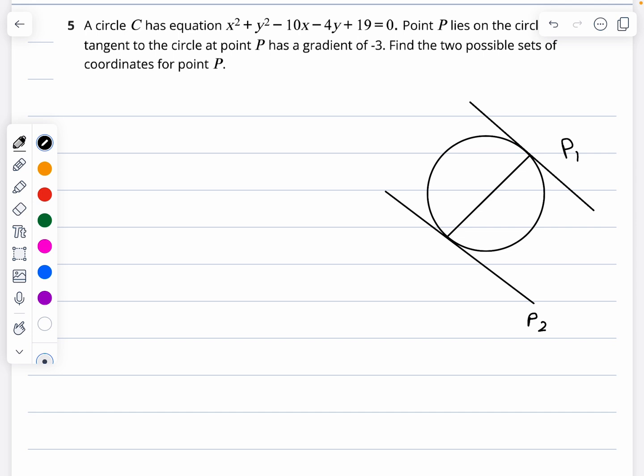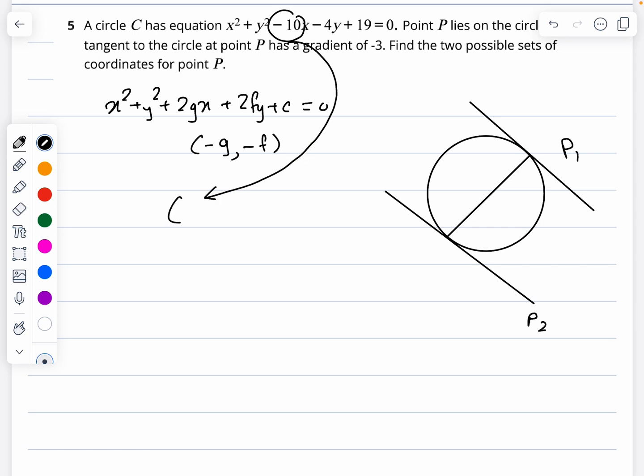Now first of all, what am I going to find? I am going to find the center of the circle. How do I find the center of the circle? Just now we learned x square plus y square plus 2gx plus 2fy plus c equals to 0, which means the center is -g comma -f. So -10 divided by 2 is -5, opposite sign +5, and -4 divided by 2 is -2, opposite sign +2. That's going to be the center. Center is 5, 2.